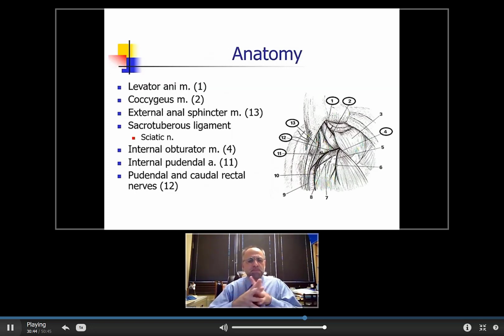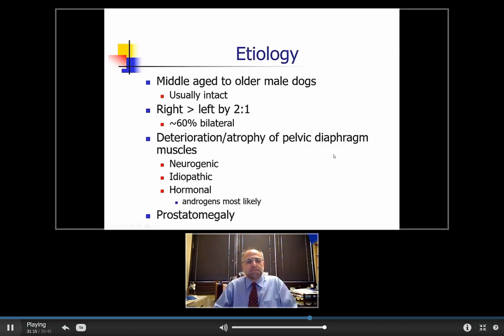This drawing is a little bit confusing, but again, these are the muscles that we talked about earlier. It's these two muscles here, number 1 and 2, the levator ani and the coccygeus muscles. These are the ones that usually atrophy or break down that result in herniation. The external anal sphincter, number 13 here, is along the wall of that pelvic diaphragm, and the muscle along the bottom here, number 4, the internal obturator. We're going to use that muscle to help us repair this hernia in many cases.